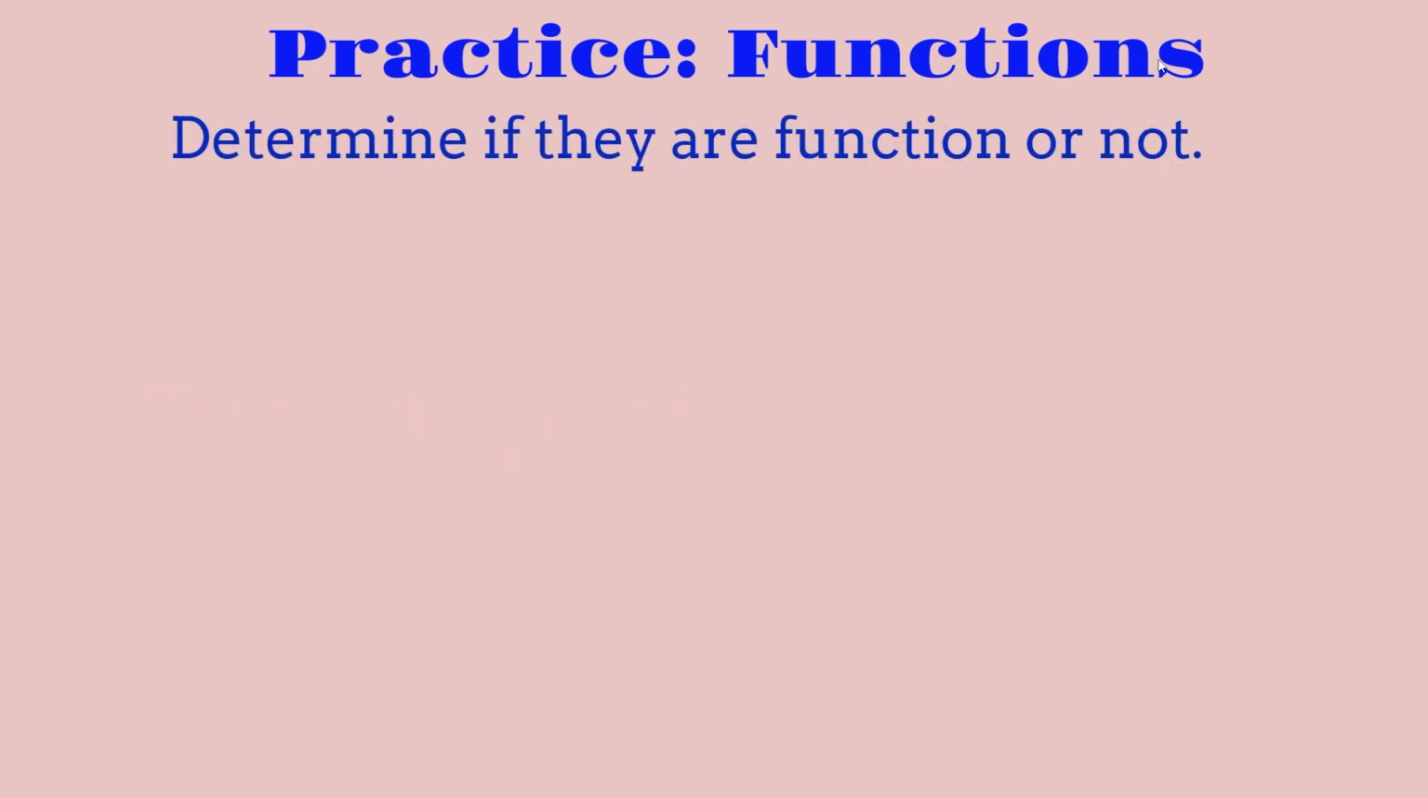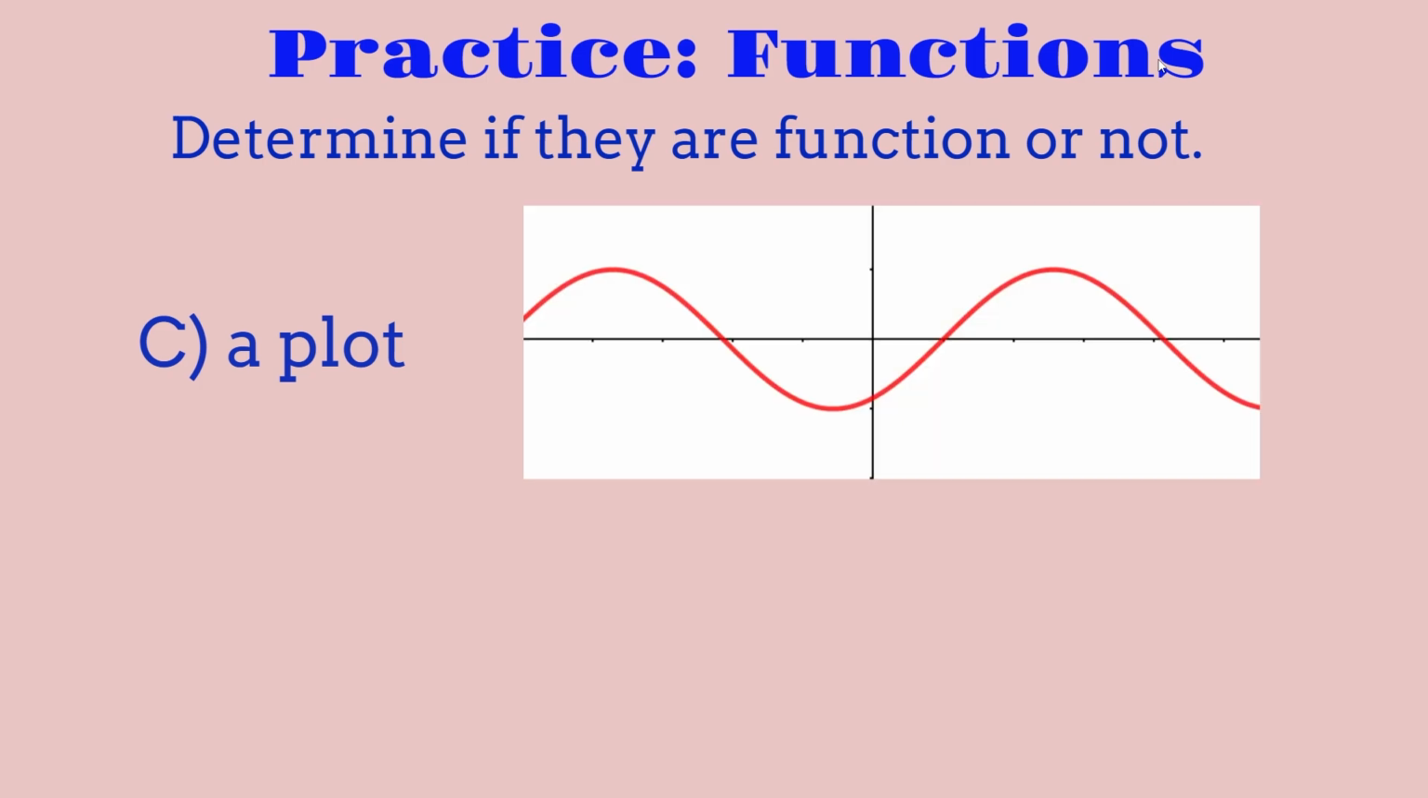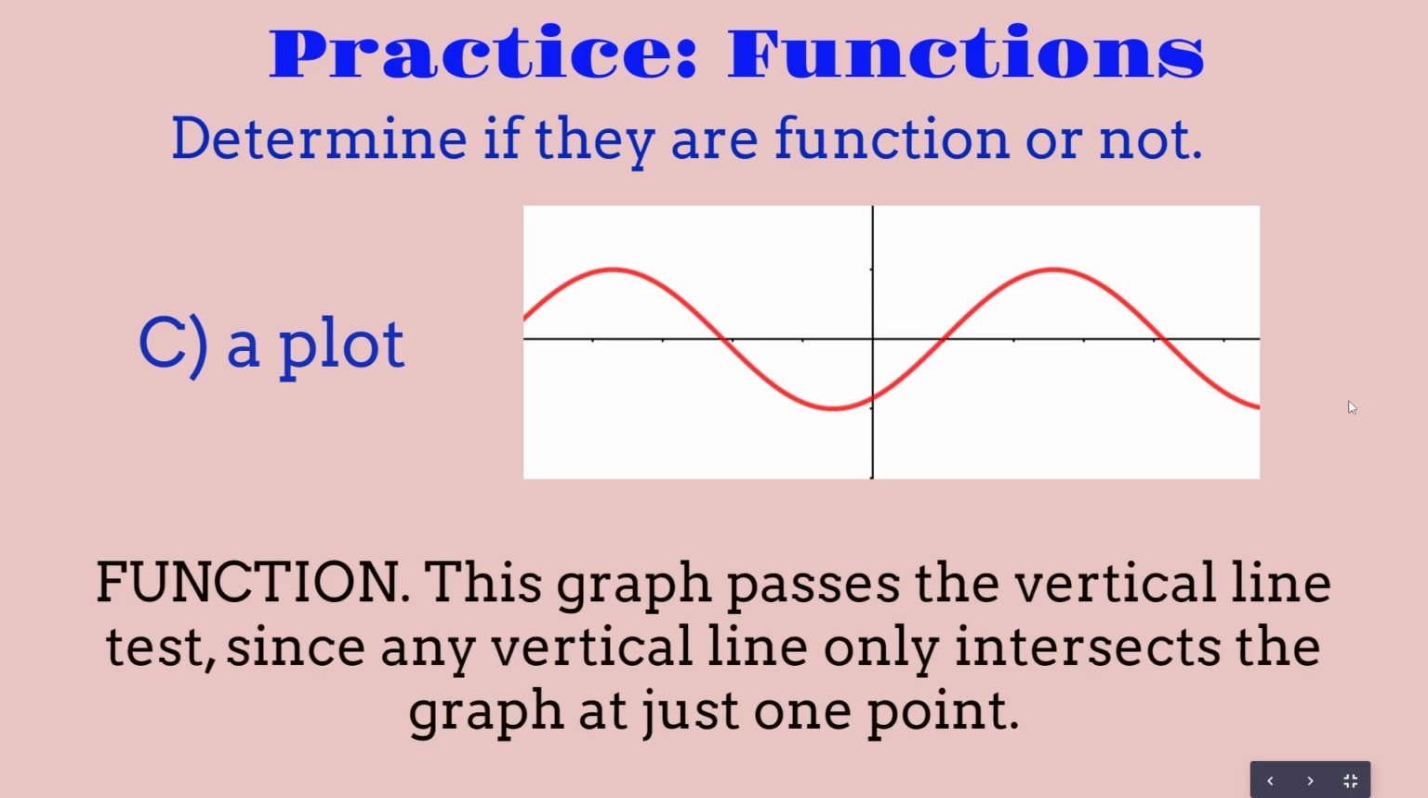And moving on, determine if this is a function, yes or no. So we have a plot in this case, and this is how the plot looks like. So would this be a function, yes or no? And this one is a function, and this is because this graph passes the vertical line test, since at any single point for x, there's only one point that is on the y. So if we were to create a vertical line right here, we can see that there's only one point. If we were to make one over here, there'd only be one point. So this passes the vertical line test, which means that it is a function.